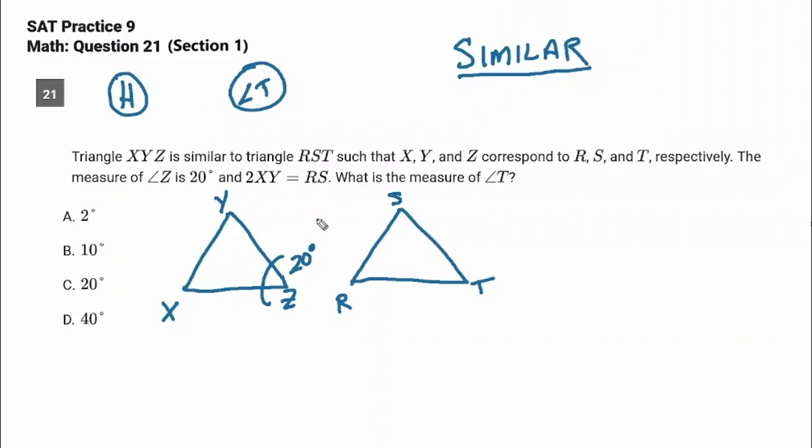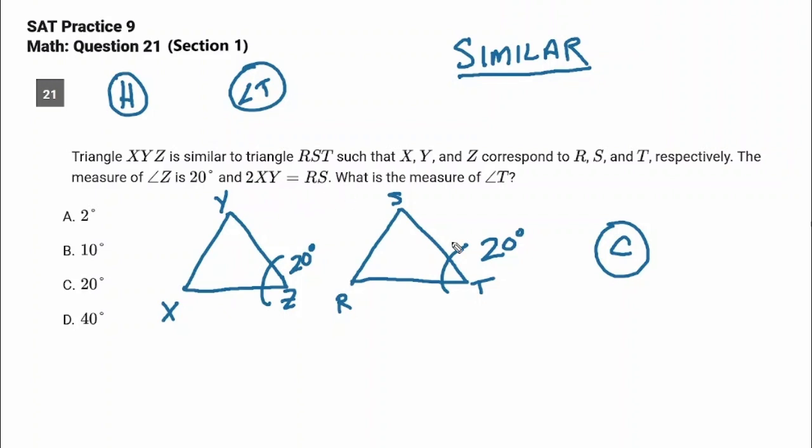And if they have the same shape, what can we say about each angle? They must be the same. So what do you think angle T is? Angle Z is 20. It's 20. And guys, that's all there is to this question. The answer is C. There's too much information here, which I guess can confuse some people.